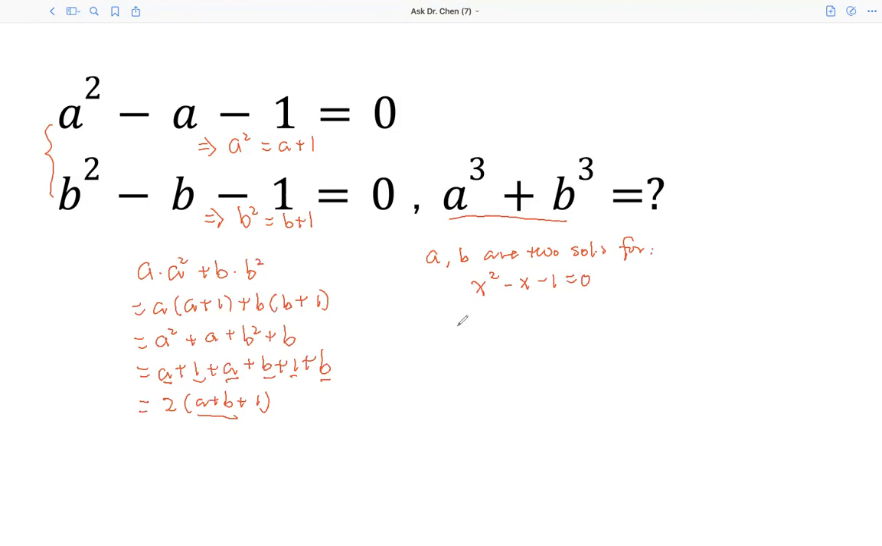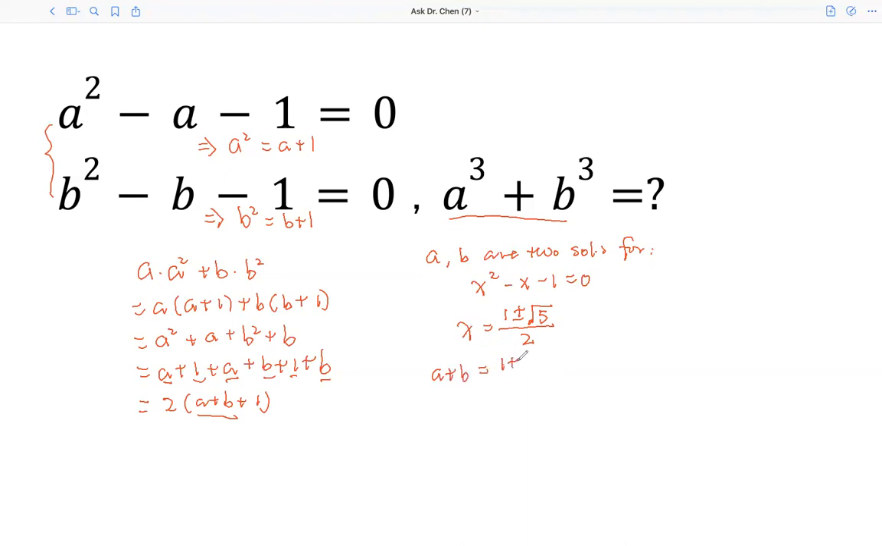Use the quadratic formula. x equals negative of negative 1, which is 1, plus or minus the square root of negative 1 squared, which is 1, plus 4 times the 1, which is 5, square root of 5, divided by 2 times the coefficient of x squared, where 2 times 1 is 2. So a and b are just 1 plus or minus square root 5 over 2.